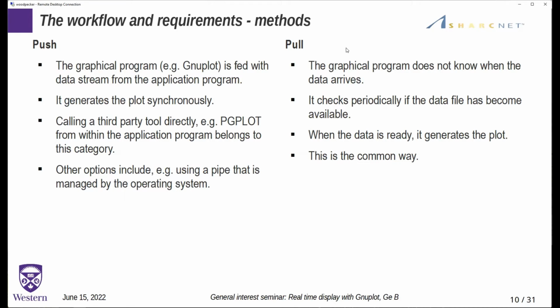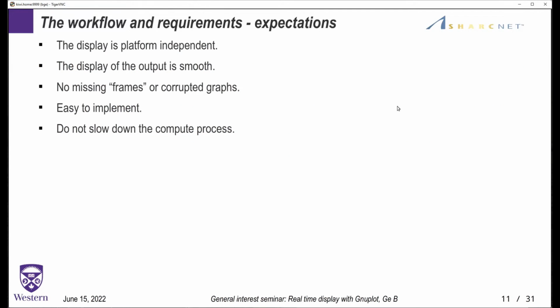Now, the second method is pull. In the case of a pull, the graphical program does not know when the data arrives. So the graphical program runs asynchronously, side-by-side with the application program. So the graphical program needs to check periodically to see if the data file has become available. And when the data is ready, it generates the plot. And this is the common way.